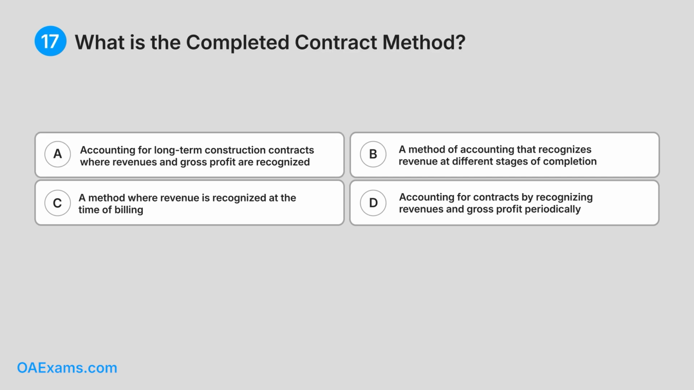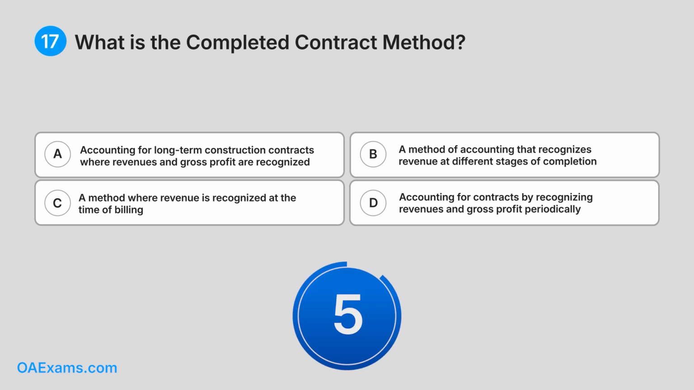17. What is the completed contract method? A. Accounting for long-term construction contracts where revenues and gross profit are recognized only when the contract is completed. B. A method of accounting that recognizes revenue at different stages of completion. C. A method where revenue is recognized at the time of billing. D. Accounting for contracts by recognizing revenues and gross profit periodically. Do you know the answer?